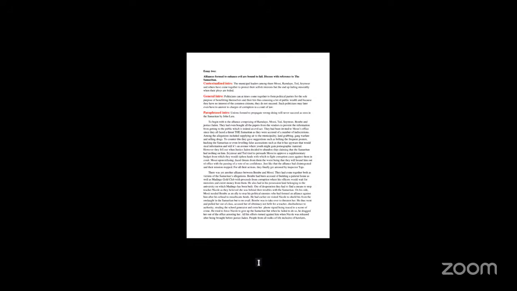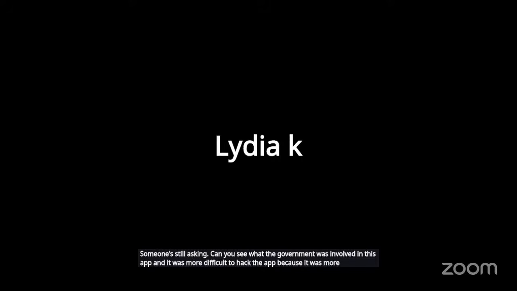I want to stop sharing the screen right now, go back and maybe address any concern from my students, because I see our 2 o'clock deadline is fast approaching. Someone's still asking, can you say when the government was involved in this app, and it was more difficult to hack the app because more than 500,000 were using it.